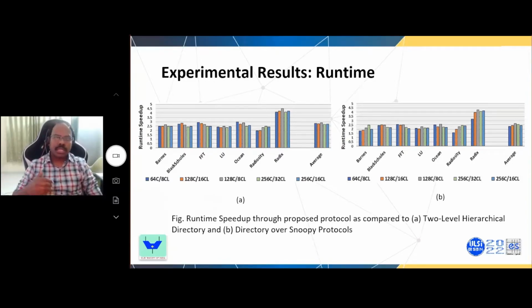So this shows the efficacy of the protocol in maintaining coherence performance irrespective of the number of cores or the number of chiplets in the system, thereby providing significant improvements in overall application performance.